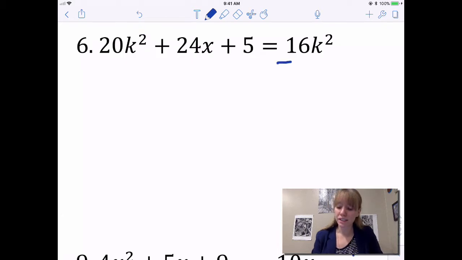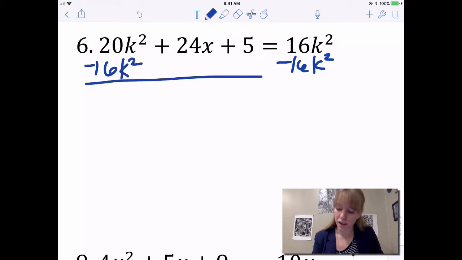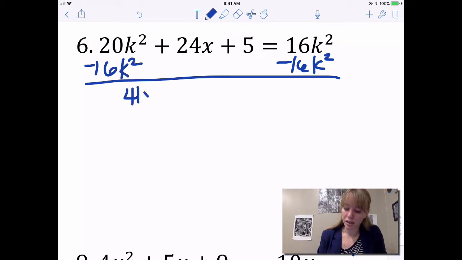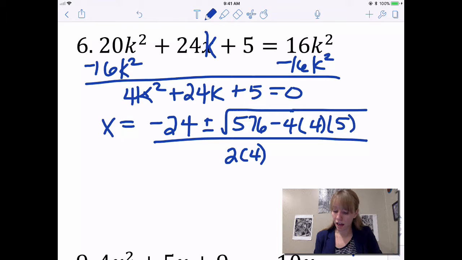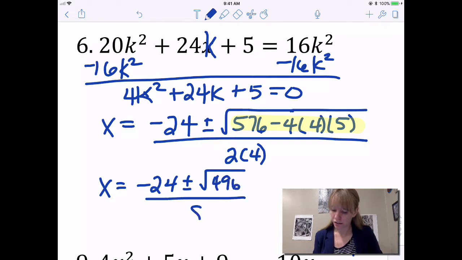For number 6, I still want one side to equal 0, so I subtract 16k squared from both sides. And I'm going to get 4k squared plus 24k plus 5 equals 0. Then find your a, b, and c, and plug everything in. Pause the video and do that. So when I plug everything in, I get 576 minus 4 times 4 times 5 under the square root. Plug that into your calculator. I get x equals -24 plus or minus the square root of 496 all over 8.